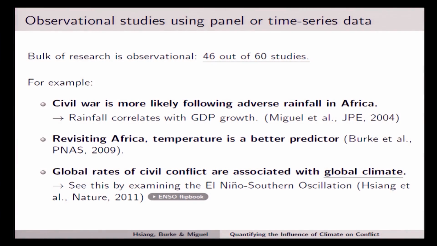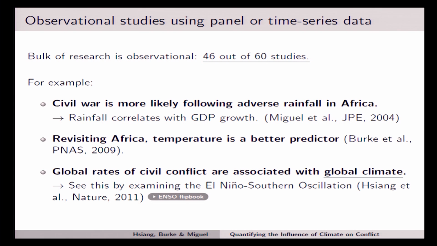Now, those researchers, in conjunction with my other co-author, then revisited that study 5 years later, and they actually included information about temperature and found that high temperatures were a more important predictor variable, and that high temperatures were actually playing a more significant role in elevating the risk of civil war in these countries.